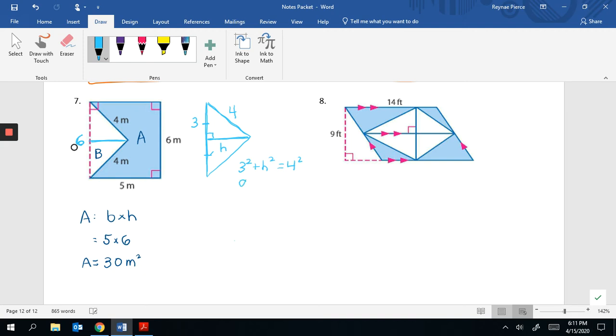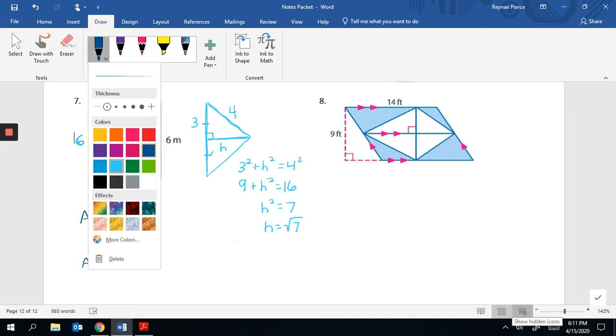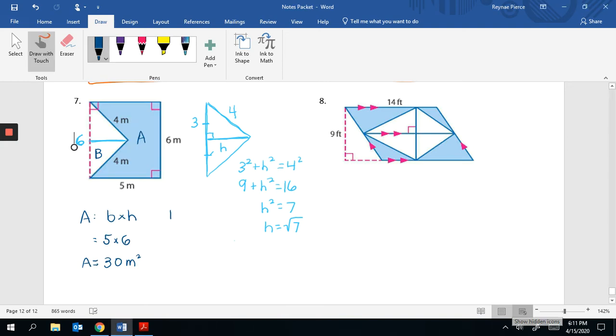Okay, so that's 9 plus h squared equals 16, which means that h squared is 7. So the height of this triangle is the square root of 7. Okay, so now we're going to go back and we're going to find the area of this triangle. Our base is 6. That height we determined was the square root of 7. So the area of that triangle is 3 square roots of 7 square meters.